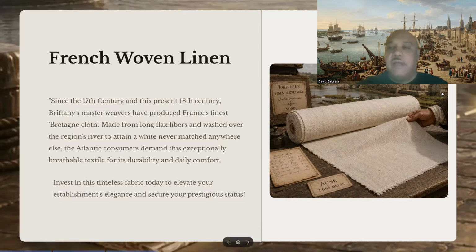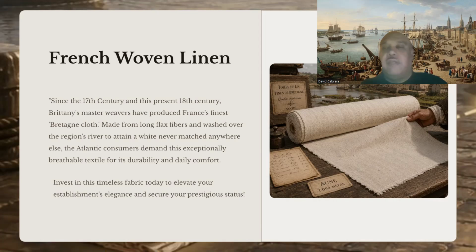So this then gets us into the first product that we will sell. And this is French linen, or woven linen from France. So the specific area of France from where this linen is made is the region of Brittany in the northwestern coast, Atlantic coast of France, close to the British Isles.